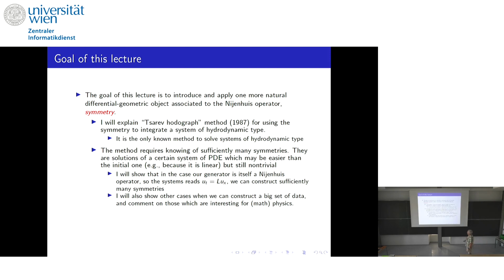So I will show that in the special case when the generator of our system of hydrodynamic type is the Nijenhuis operator itself, so the system is u_t = L u_x, where L is a Nijenhuis operator, then we can immediately construct by a formula sufficiently many symmetries. And I will show other cases when we can construct a big set of symmetries, maybe smaller than we need, but still infinitely many of them, and comment on those which are interesting for mathematical physics.